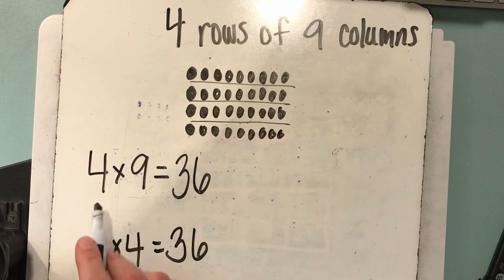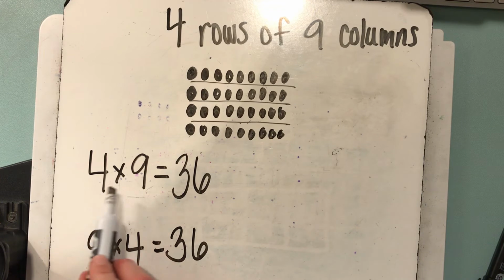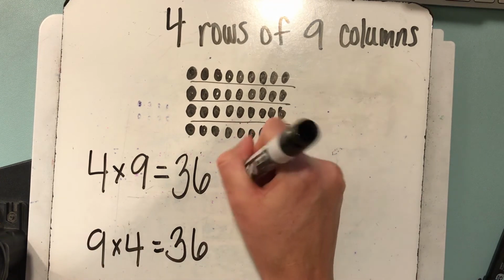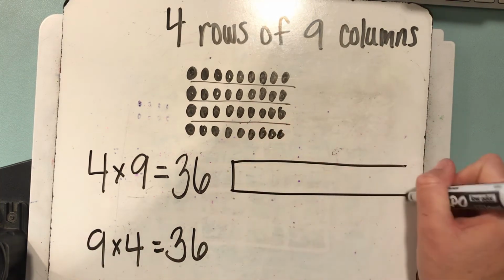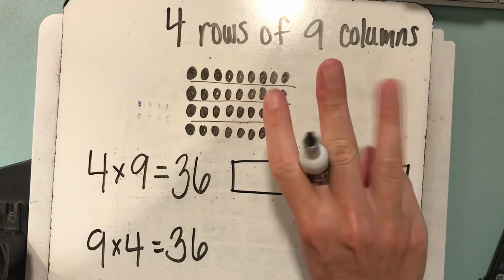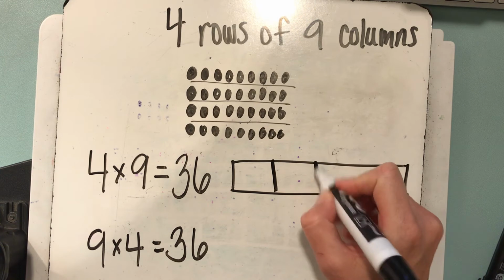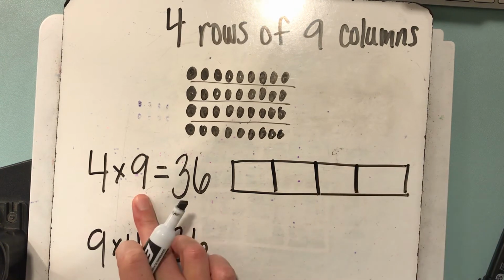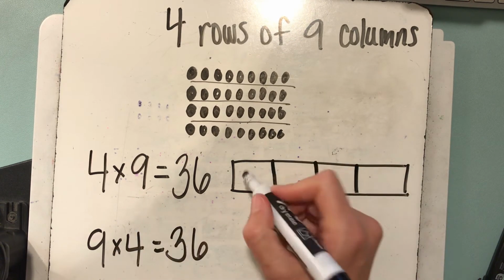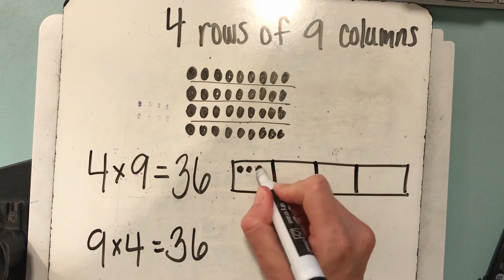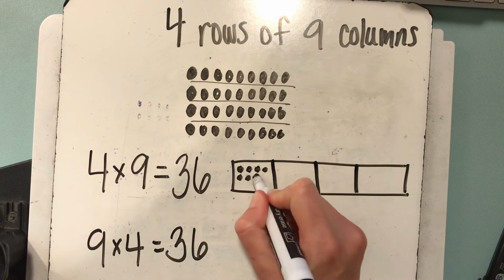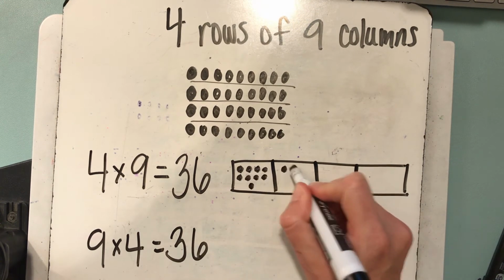This first one is 4 groups with 9 in each group. So I'm going to draw a tape diagram. If I'm doing 4 groups, how many lines am I going to put? 3. 1, 2, 3. And I'm going to have how many dots in each group? 9. Ooh, that's going to be a lot of dots. 1, 2, 3, 4, 5, 6, 7, 8, 9.